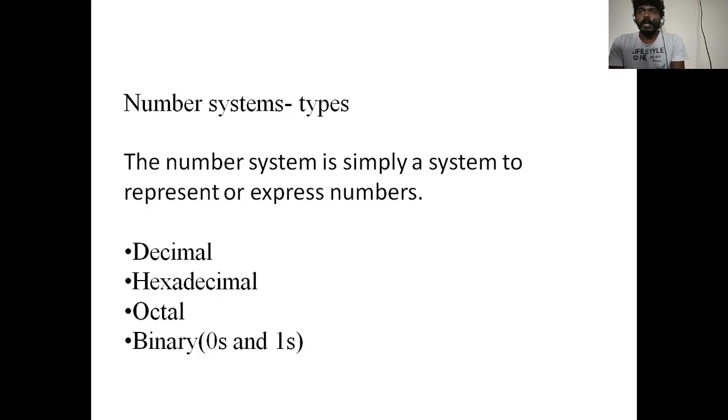First is the number system. First of all, number system is simply a system to express the numbers. That is called a number system. Nowadays, frequently we are using the decimal number system in our day-to-day life. Next we have the hexadecimal number system, then the octal number system, and last is the binary number system. In the binary number system, since the name suggests binary, we have two possible numbers. One is 0 and another one is 1.